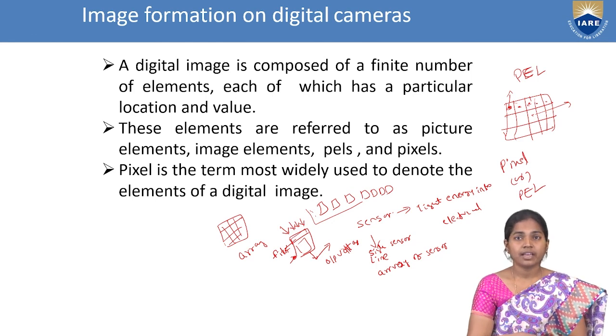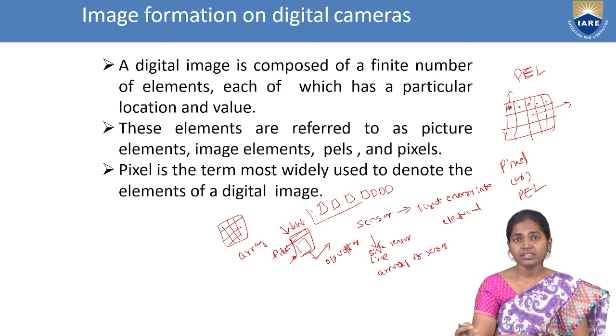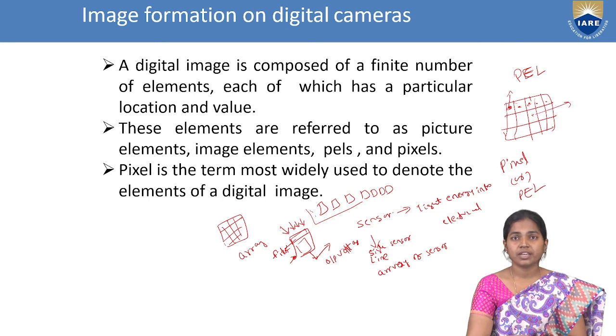The handheld scanner is used depending on our application, for example barcode scanning in shopping malls. Another one is the film scanner. This film scanner is basically used to scan positive or negative films. And the next one is the digital camera.